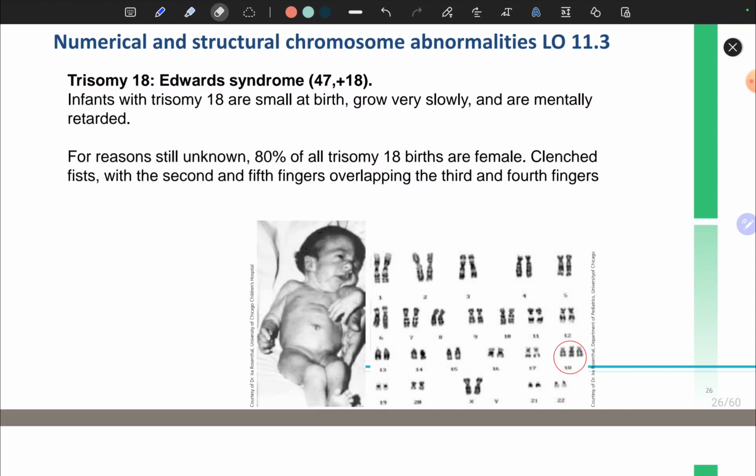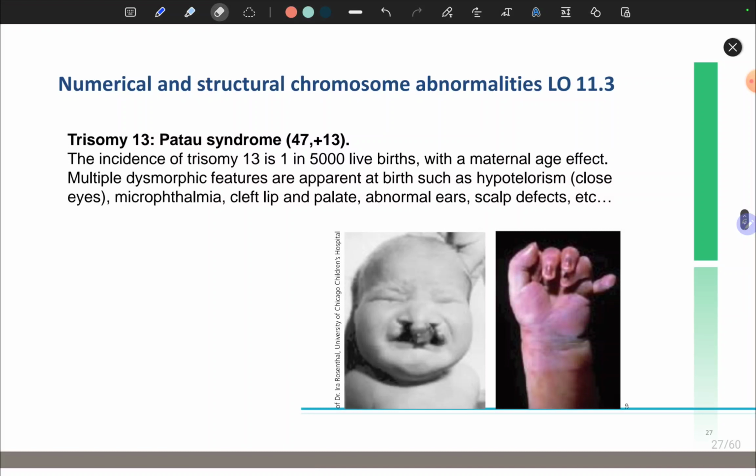Another congenital abnormality which is more severe is the Patau syndrome, trisomy 13, the incidence of which is 1 in 5,000 births with maternal age effect. So multiple dysmorphic features, with apparent birth defects such as hypotelorism, which means closed eyes, microphthalmia, cleft lip and palate, and other defects that you see here.